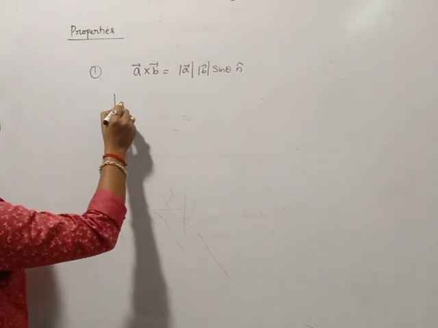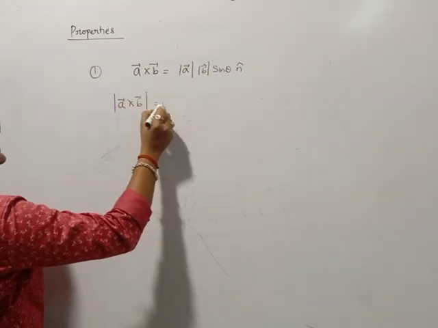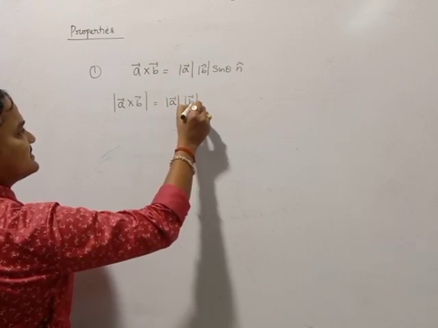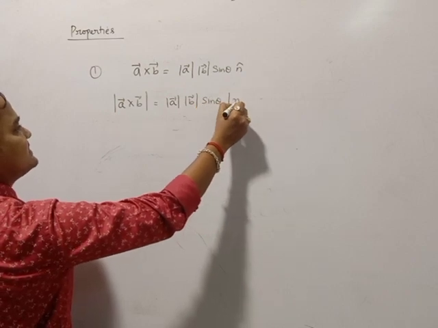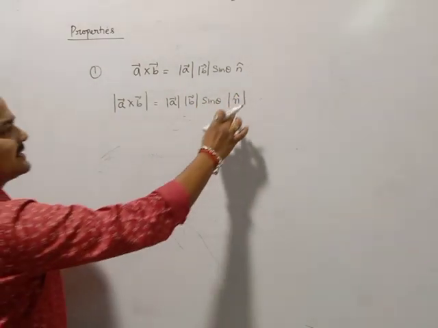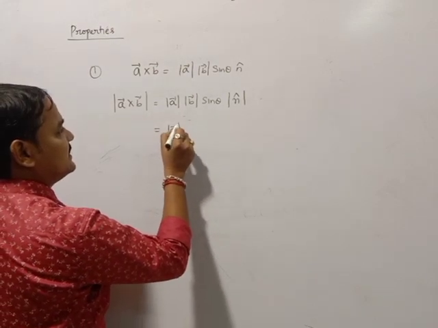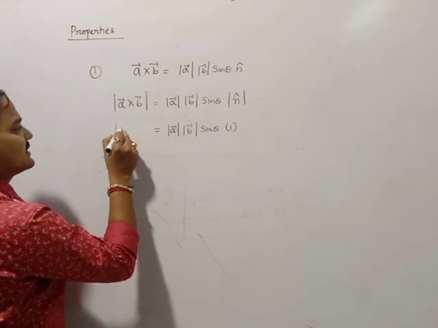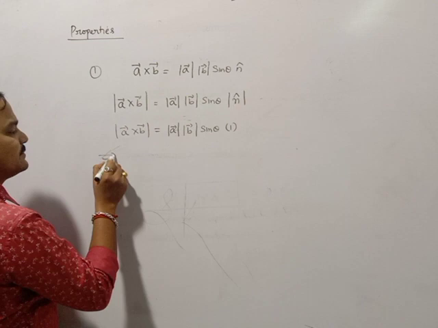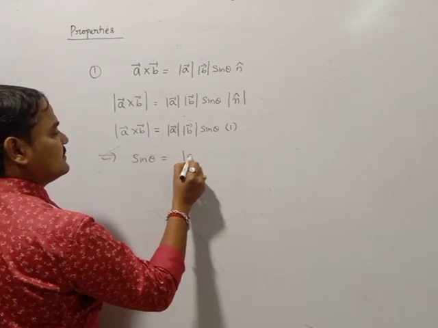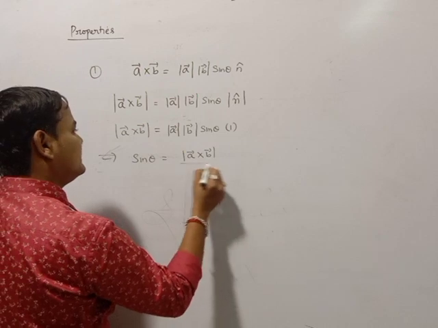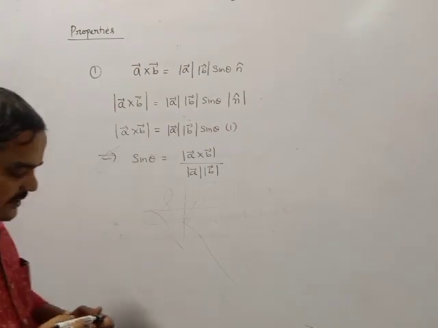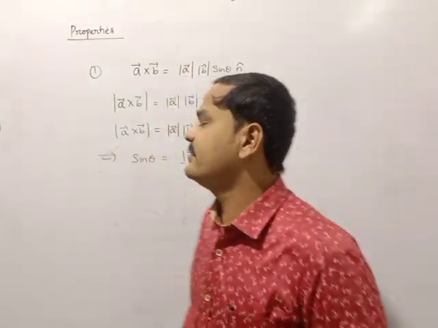I need the magnitude of A bar cross B bar. Magnitude of A bar is a constant, so it comes out, and B bar is also a constant, and sin theta also comes out. Finally it is the magnitude of n cap. You know n cap is a unit vector, so its magnitude is 1. So magnitude of A bar cross B bar is magnitude of A bar into magnitude of B bar into sin theta into 1. From this it implies sin theta is equal to magnitude of A bar cross B bar by magnitude of A bar into magnitude of B bar.